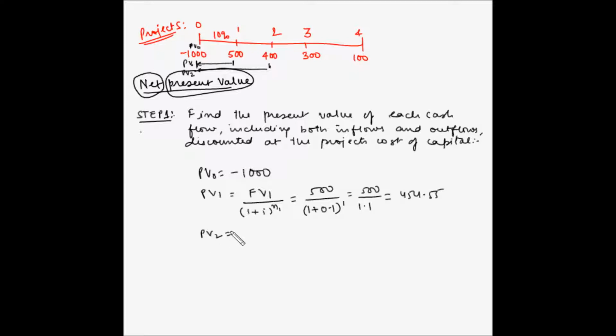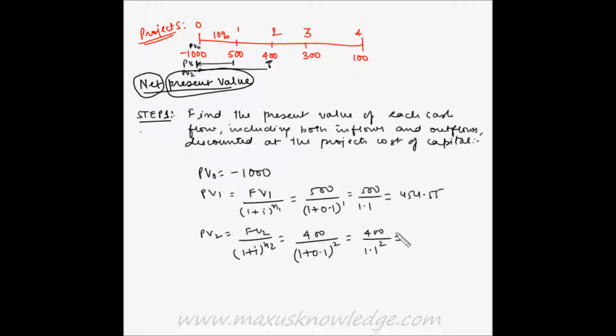Similarly, PV2 is equal to FV2 divided by 1 plus I to the power N2. So the future value is 400 divided by 1 plus 0.1, and this is to the power 2. So 400 divided by 1.1 square, and this is equal to 330.58.